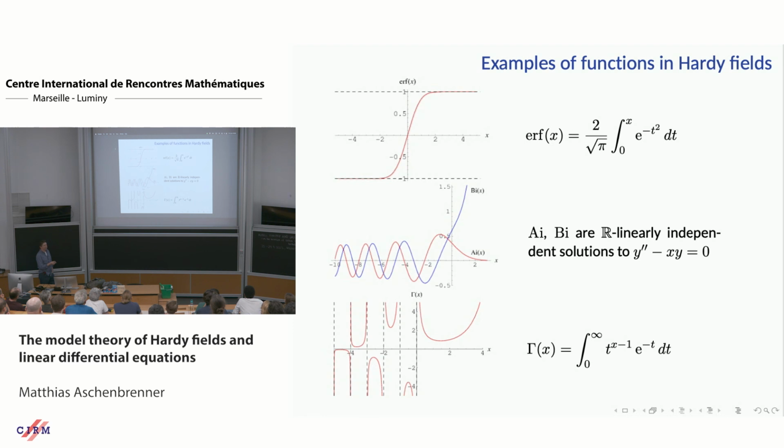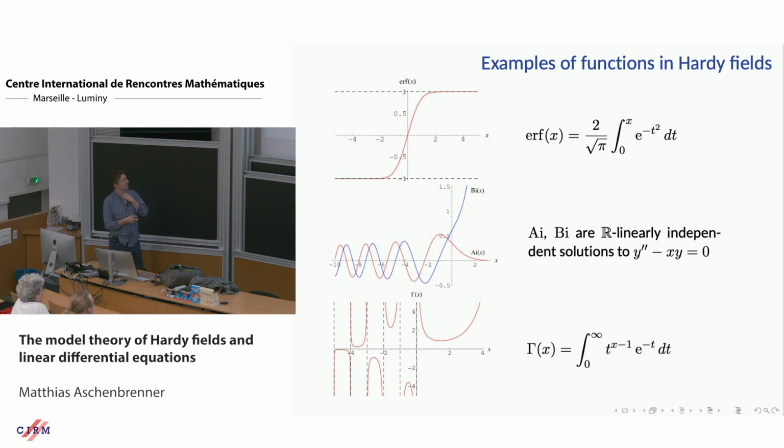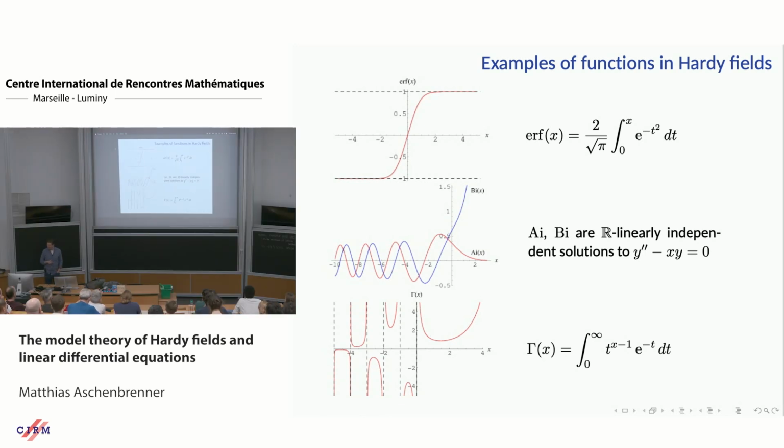And then the third example is of a different nature. So this is the gamma function. Again, on the negative half-axis, it has all these asymptotes. But on the positive half-axis, it's nicely behaved. And it generates a Hardy field. This is not so obvious, and the example is different because the gamma function does not satisfy a non-trivial algebraic differential equation over the constants, whereas these other functions up there do.